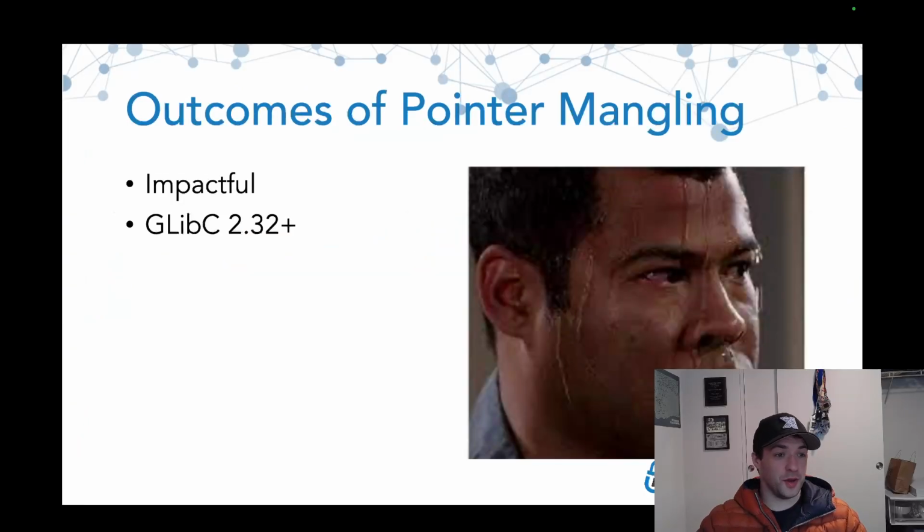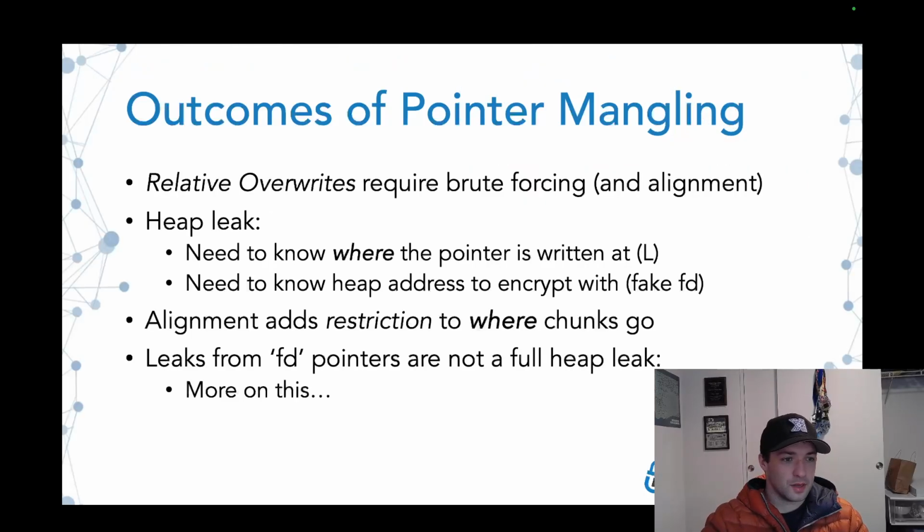So I'm sure you're sweating profusely after seeing this, but there are ways to defeat pointer mangling. It's not the end of the world. So first, relative overwrites with some brute forcing and luck on alignment do work. It doesn't completely solve the problem. Second, if you get a heap leak, this does work. In a lot of situations, you probably needed a heap leak anyway.